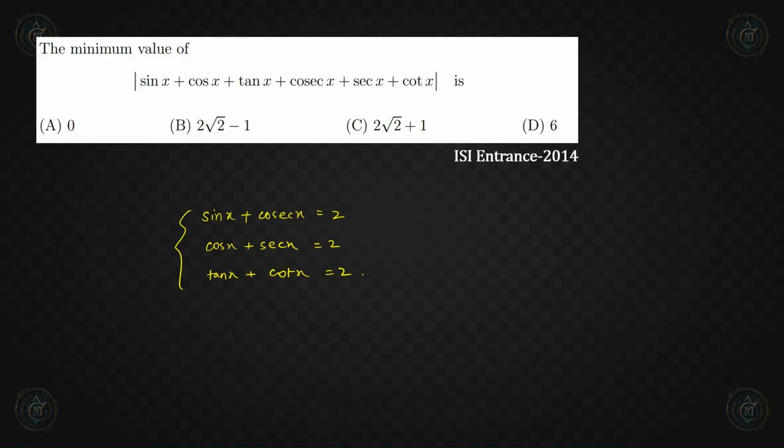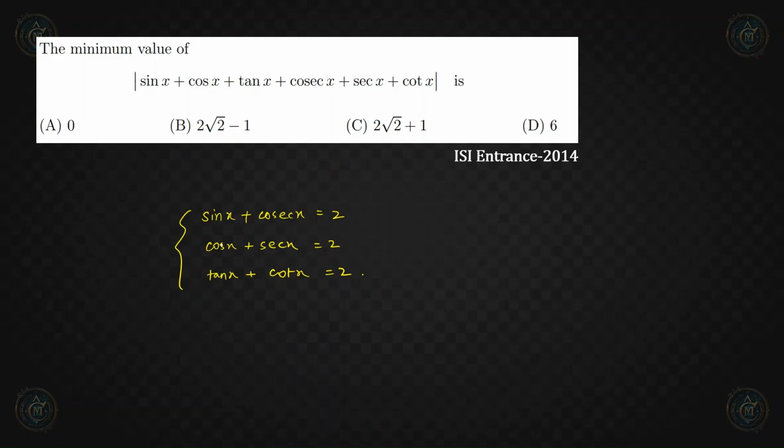But think about this. If we have sin x plus cosec x equal to 2, we must have sin x equal to 1 and cosec x equal to 1. But that case is not possible. Why? Because if sin x is 1, x may be pi by 2 or it may be 5 pi by 2, but in that case secant x is not defined. So the points x equal to pi by 2, 5 pi by 2, and so on, are not even in the domain of this function.